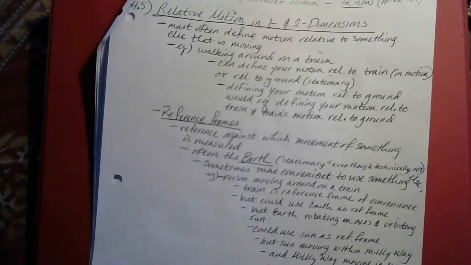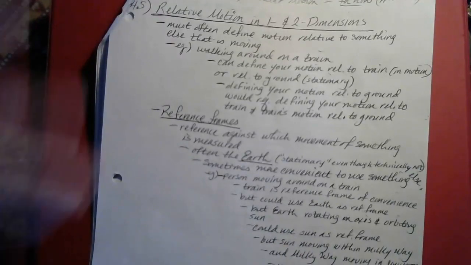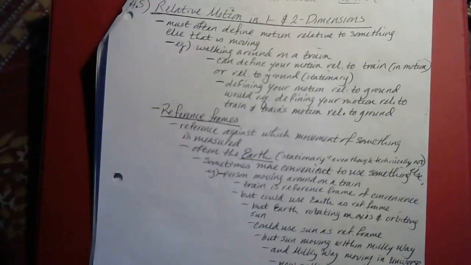It would be much easier to trace the motions of the person on the train relative to the train, even though the train itself may be moving relative to the Earth. It would be much easier to follow the person's motions relative to the train than it would be to try to follow the person's motions relative to the Earth.